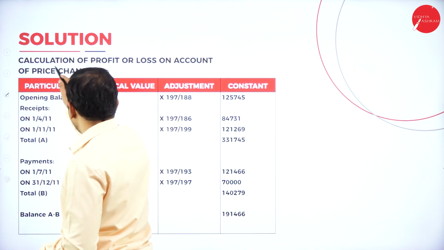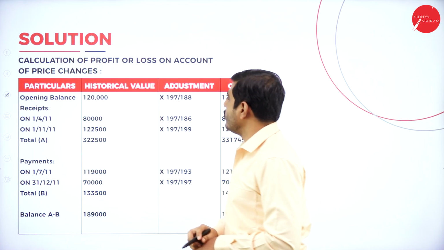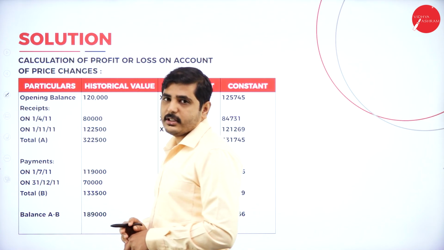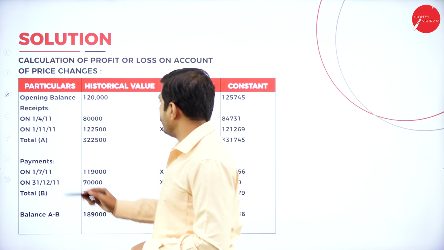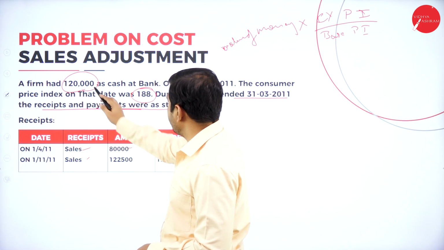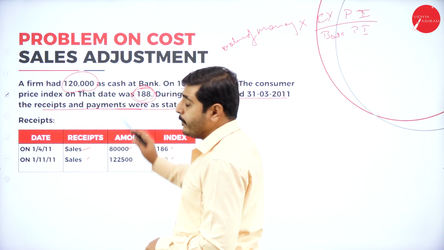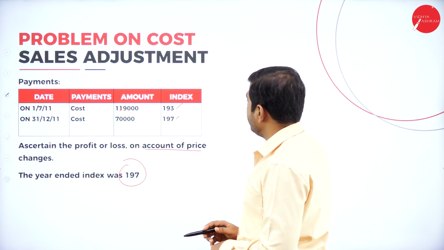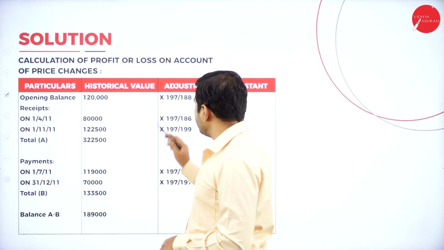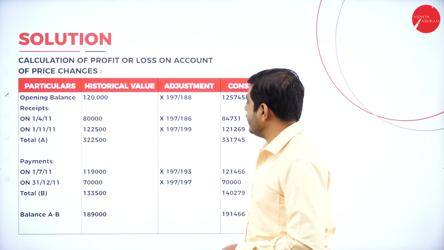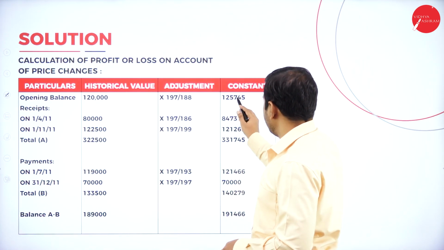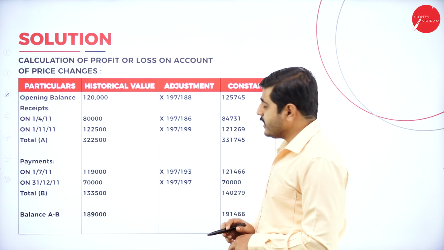Now let's do the calculation of profit or loss on account of price changes. This is the historical value, or the previous year value. So the opening balance is 1,20,000. What is the price index? It was 188. Now it has changed to 197. So on that day 1,20,000 rupees.